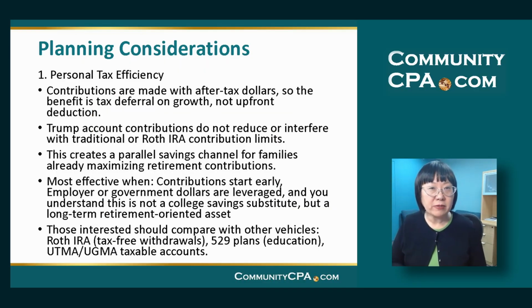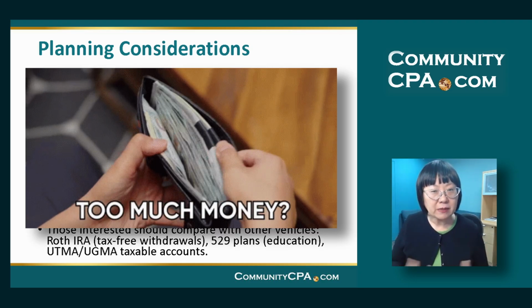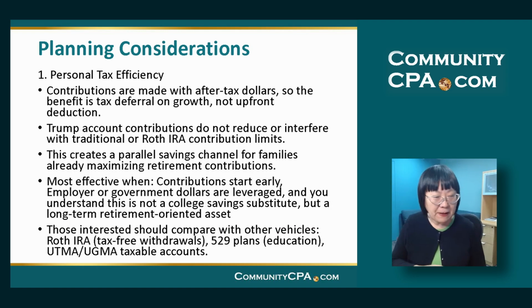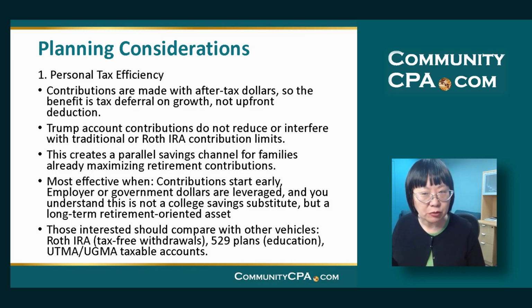And some folks cannot even contribute to an IRA or Roth IRA because they made too much money already. Their AGI is too high. But this particular one, no issues. There is no income limitation, and you should do it for the sake of the kid, right?